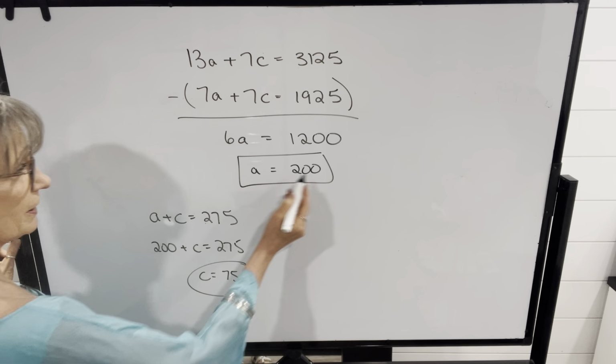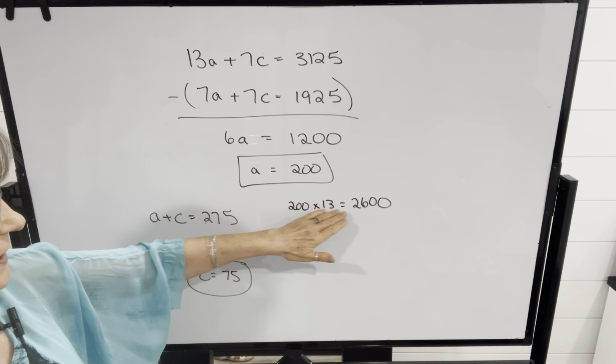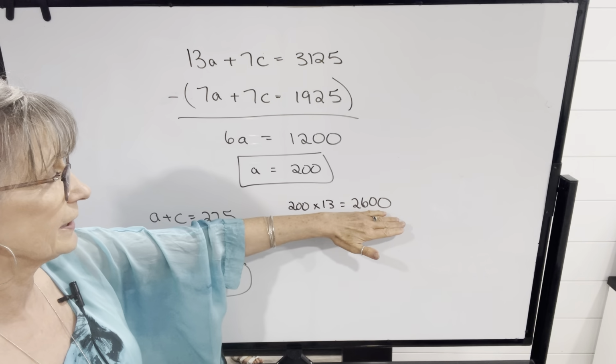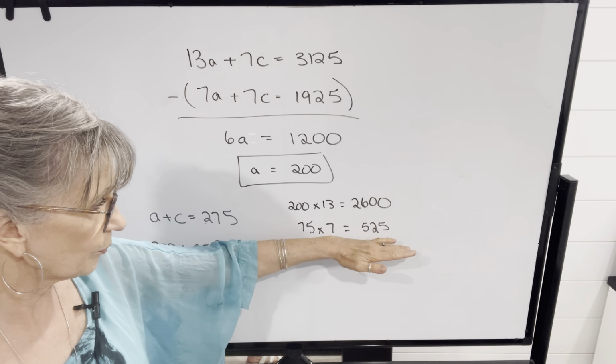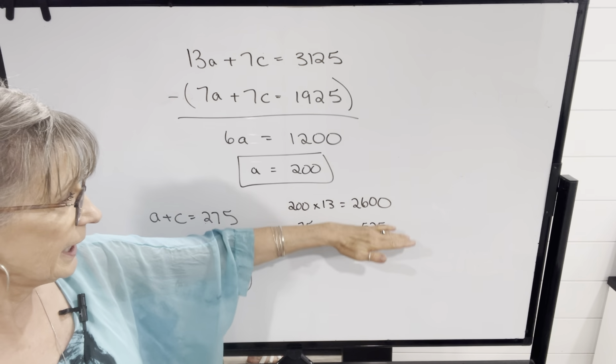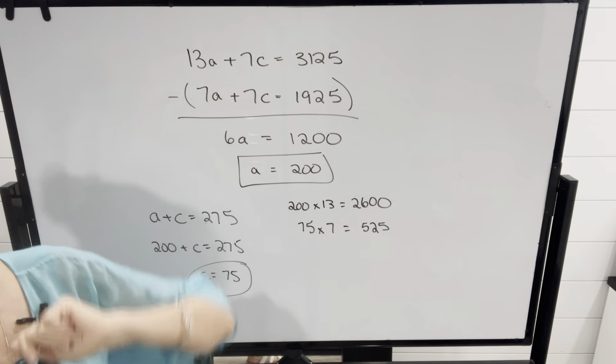If I did a quick check, 200 times 13 gives 2,600. That's the total for adult admissions. 75 times 5 is 525. That's the total brought in for children admissions. And when I add these, I will get 3,125.